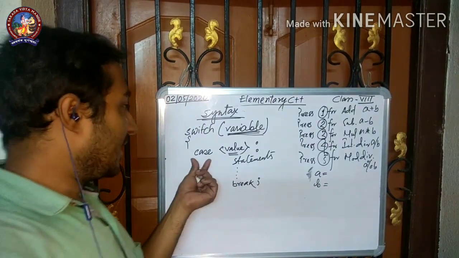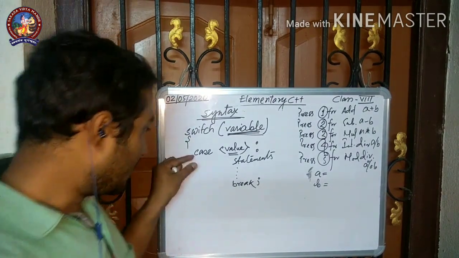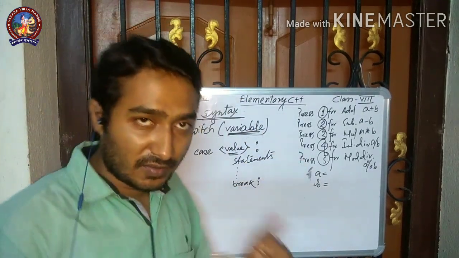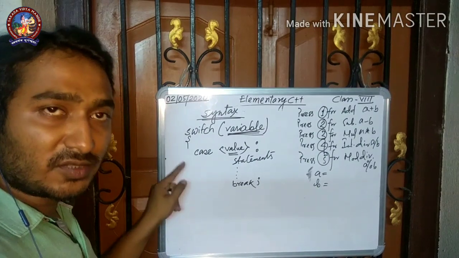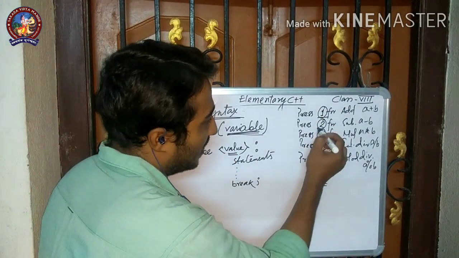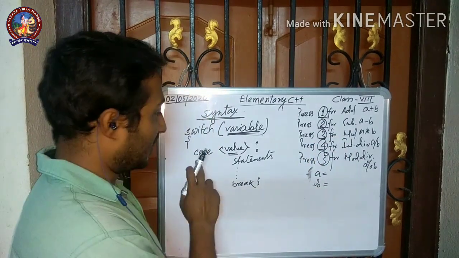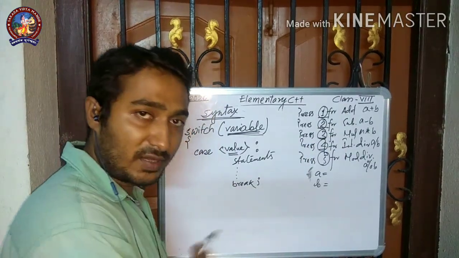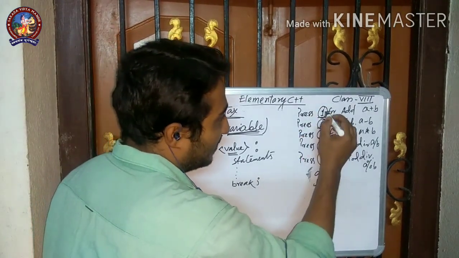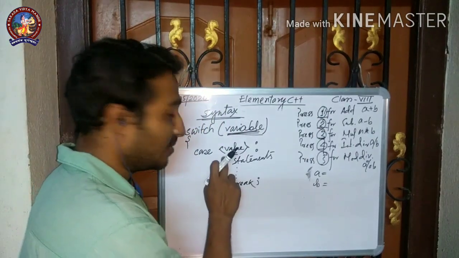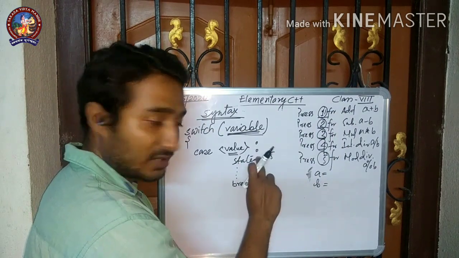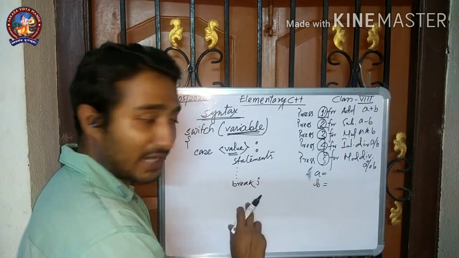Then case. There can be multiple cases. Like here, how many cases? 1, 2, 3, 4 and 5. Five cases are there. The values will be 1, 2, 3, 4, 5. So case 1, case 2, case 3, case 4, case 5. Instead of 1, you can give here 11. In that case, it will be case 11, because 11 means the addition operation. 2 means the subtraction operation.